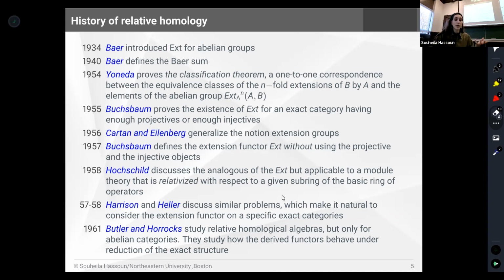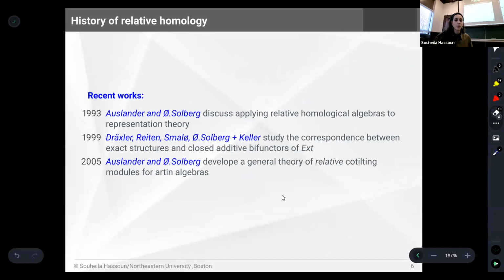And then we can study property relatively to reducing this functor by taking an additive sub-bifunctor of this functor. Several people studied this before, for example, studying the derived functors, etc. And there are also some recent works by Auslander and Solberg, and they were trying to apply this idea to representation theory, studying relative co-tilting modules, for example, over Artin algebras, etc.